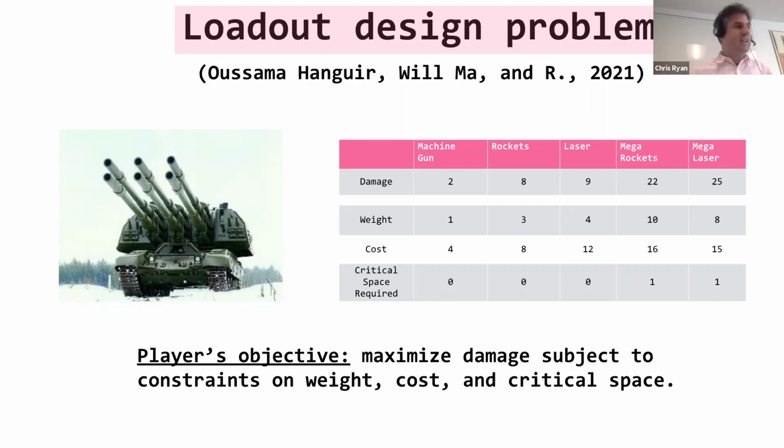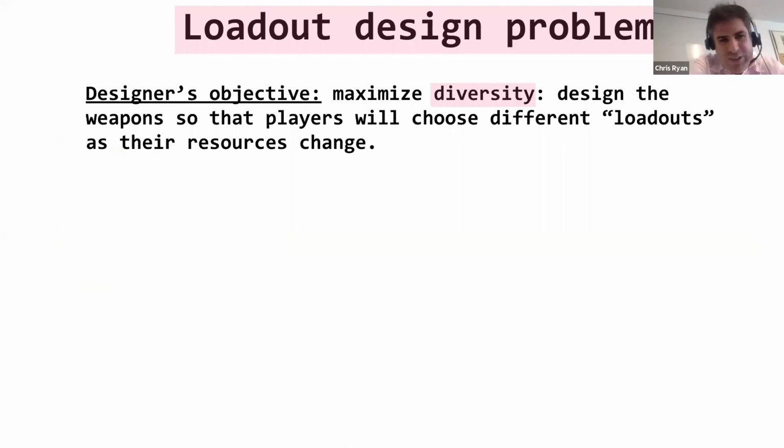They want to put together a tank that will be able to deliver the maximum amount of damage. But they have various constraints that they need to satisfy. They have limited resources, so they can't choose any weapon that they want. And what the designer would like is that the players don't always choose the same weapons. We would like it if they choose a variety of different weapons over time as they progress through the level, through the game, and get more resources.